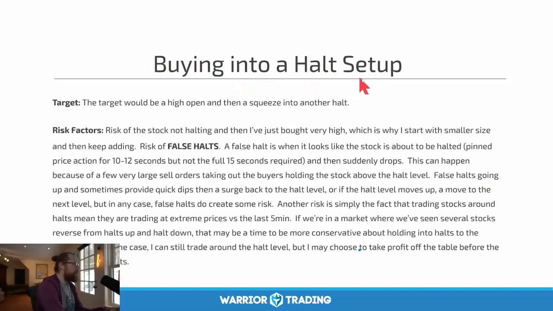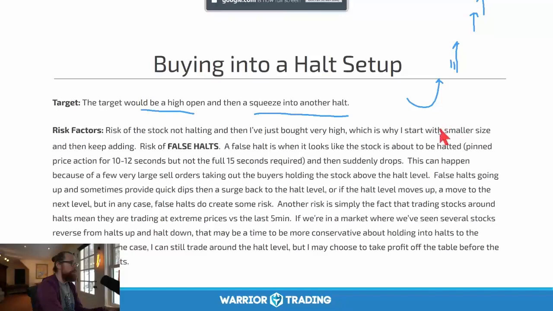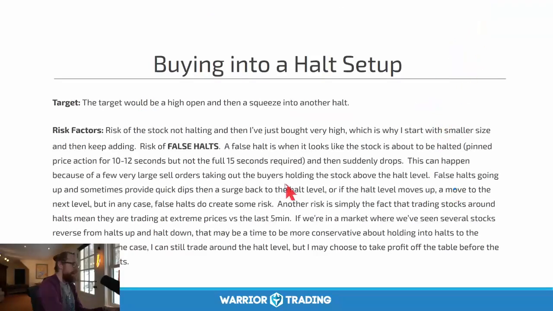So buying into a halt setup, the target traditionally would be open high and then a squeeze into another halt, back-to-back halts. So some of the best trades would be you get in, you're long for the first halt, it halts, it then opens high, maybe dips down for a moment, surges into a second halt, opens high again, surges right into a third halt, and keeps going. And you'll see some examples of multiple back-to-back-to-back halts as stocks just keep ripping higher and higher.